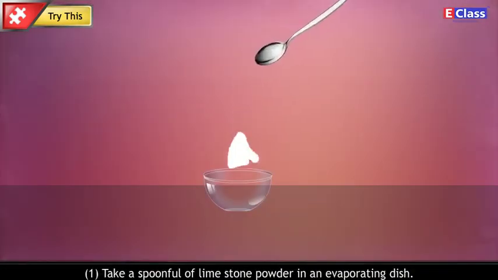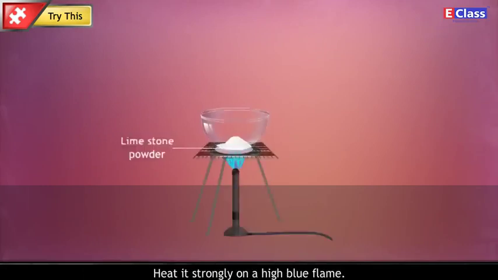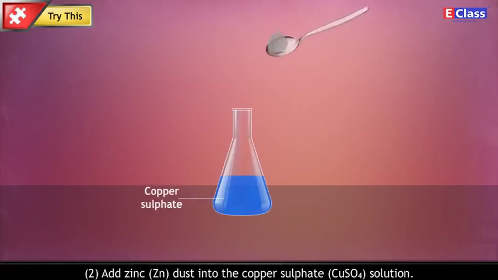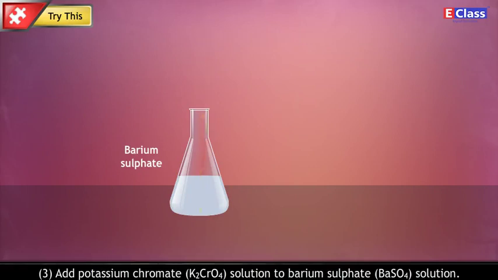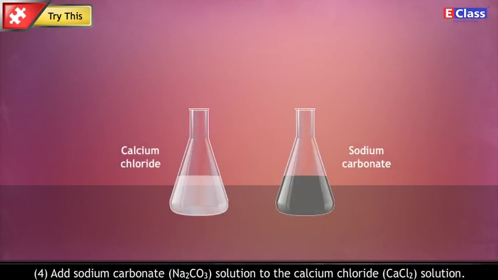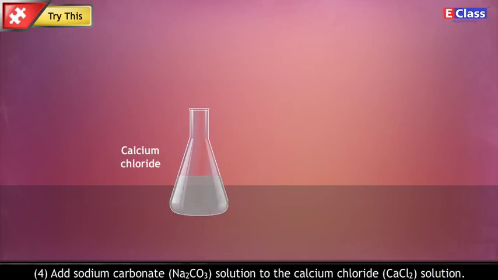1. Take a spoonful of limestone powder in an evaporating dish. Heat it strongly on a high blue flame. 2. Add zinc, Zn, dust into copper sulfate, CuSO4 solution. 3. Add potassium chromate, K2CrO4 solution to barium sulfate, BaSO4 solution. 4. Add sodium carbonate, Na2CO3 solution to the calcium chloride, CaCl2 solution.